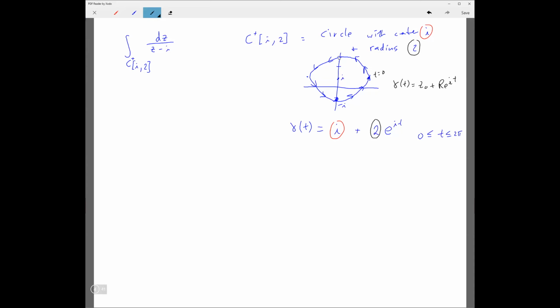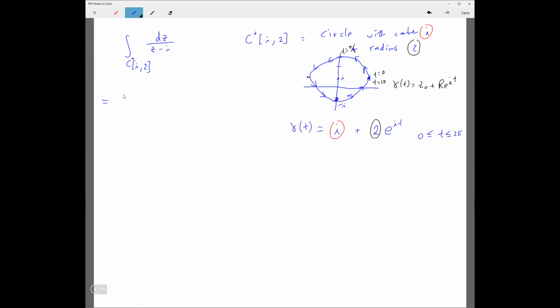This is where t equals 0. This is where t equals pi over 2. This is t equals pi, 3 pi over 2, and then back to 2 pi. So 0 and 2 pi are the same. And this is what we would call a simple closed curve. And I talked about that before. That means that it doesn't cross over itself anywhere, and the beginning and ending points are the same. Okay, so that's a good parameterization for this one.